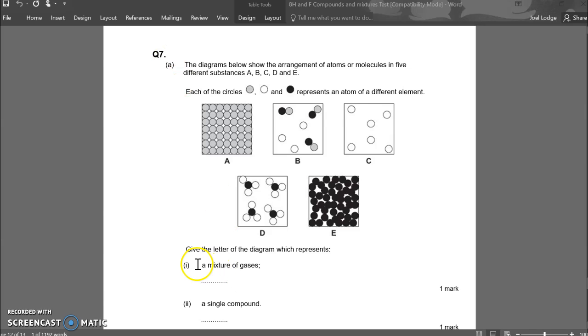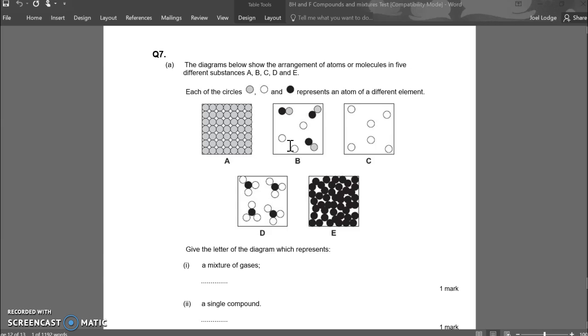Okay, so give the letter of the diagram which represents a mixture of gases, which is B, because we have them all spaced apart, so it's a gas, and there's a mixture of different compounds and one compound, one element, so it's a mixture there, right?